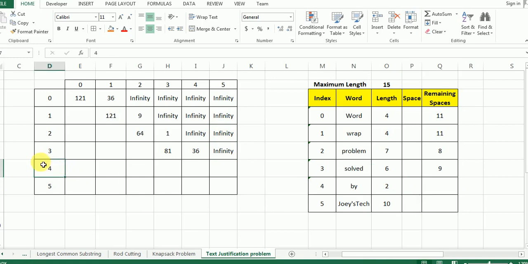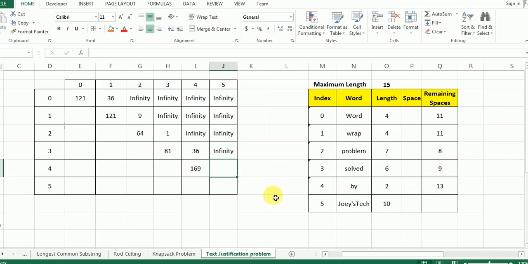Now we are going to move to the row which starts with index 4. We will be starting from this cell. The word at index 4 is by. As you can see, the length is 2. 15 minus 2 is 13. 13 is the number of remaining spaces. And we will place 169, which is the square of 13, over here.